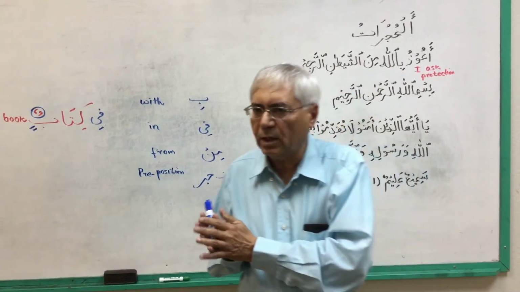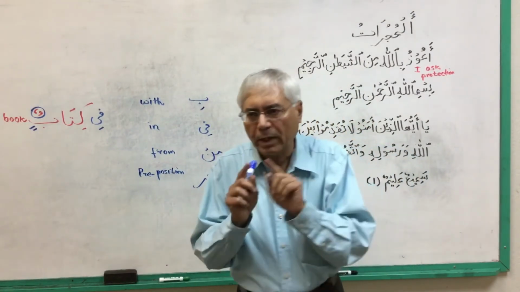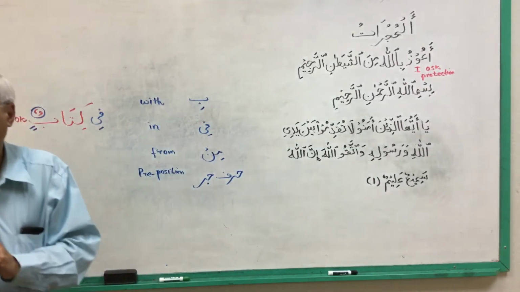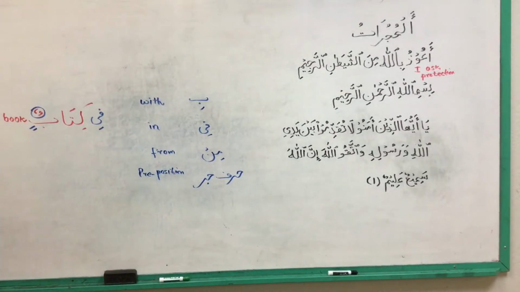So the word became fi kitabin. Separately it was fi and kitabun, but when you make a short sentence, it is no more kitabun. It is kitabin. Okay? So now, let's look at this word now.